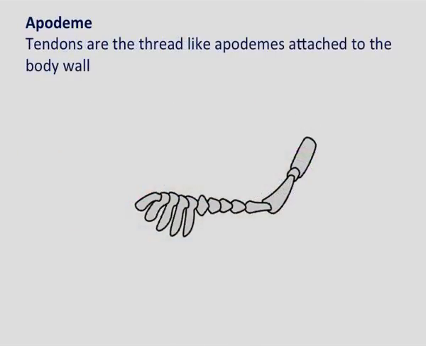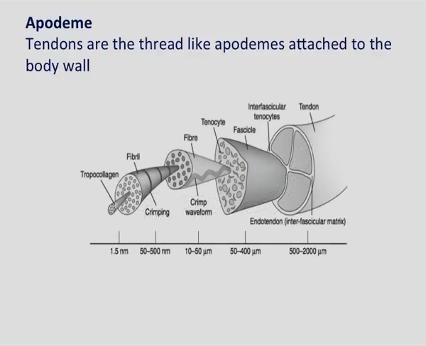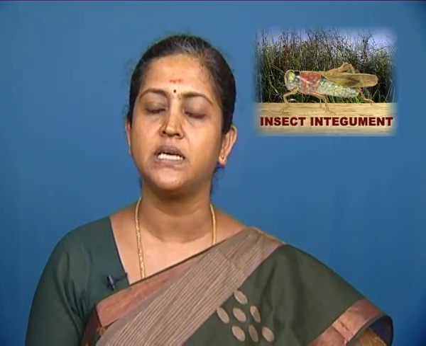Tendons are the thread-like apodemes attached to the body wall. At the end of the tendon, muscles are attached. Some unicellular tendons are also present which give attachment to a single muscle fiber. So, they may be multicellular or unicellular. And the next structure is apophysis. It is nothing but a spine-like internal inflection of insect cuticle. So, first we will see about the suture.